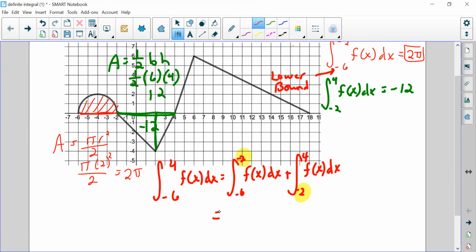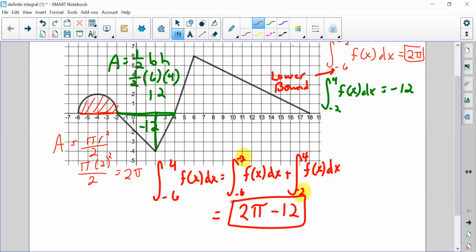And so we already figured out all of those. That's easy. We already figured out this half circle was 2 pi, and we figured out that green triangle was -12. So our answer is 2 pi minus 12. That's our simplified answer. Okay with that?